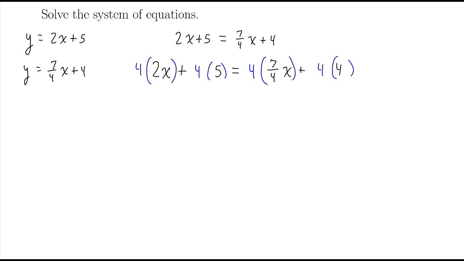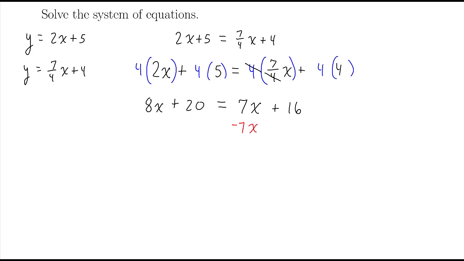Okay, so 4 times 2x is 8x. 4 times 5 is 20. 4 times 7/4, that's 28 over 4, which is 7, right? Or I could just say those cancel out and leave me with 7x. And then 4 times 4 is 16. Okay, so now we have a regular equation here. Let's get rid of the variable term on the right side.